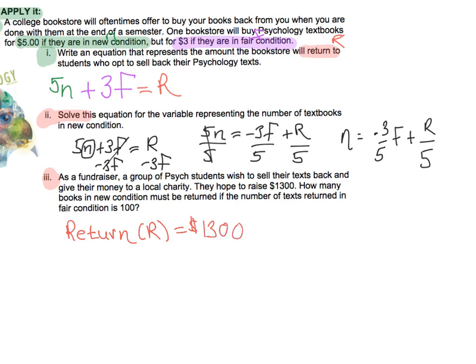So our return, or our refund, that was our R variable, is $1,300. And then it says how many books in new condition, so we don't know how many are in new condition. How many books in new condition must be returned if the number of texts returned in fair condition is 100. So they're saying, hey, let F equal 100. So let's go ahead and grab our equation from the previous step.